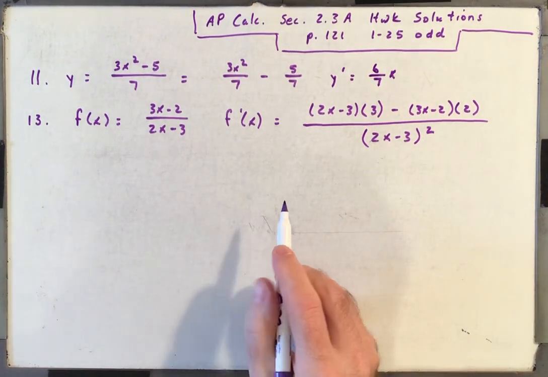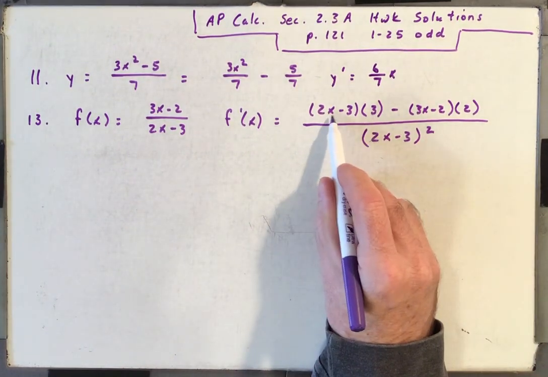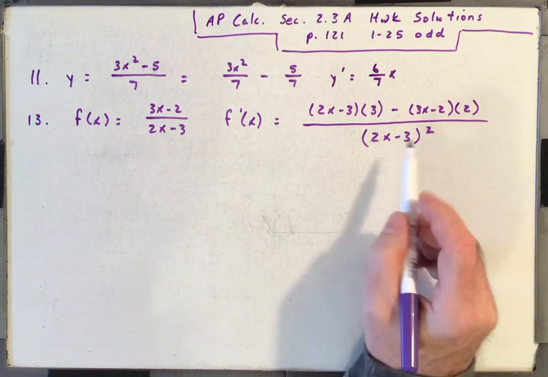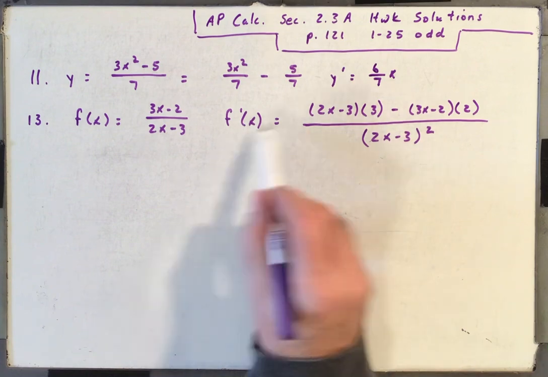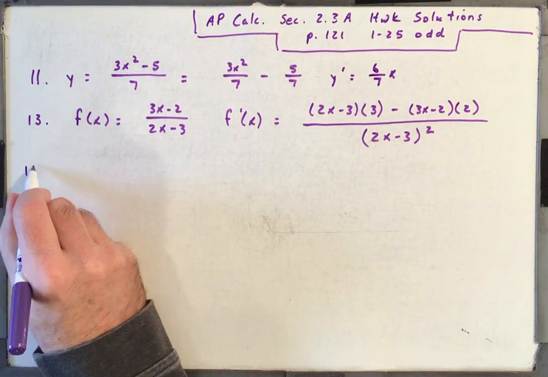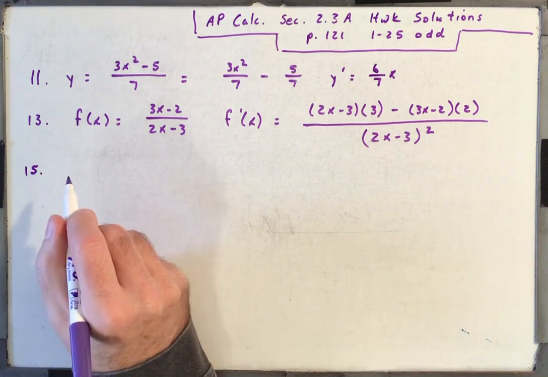That is good enough for me. I'm sure the back of the book is going to distribute the 3 and distribute the 2. You don't have to do that. Usually on the test, I ask you to plug in a number there, and then it's easier for me to grade. I just look and see if you got the number right.